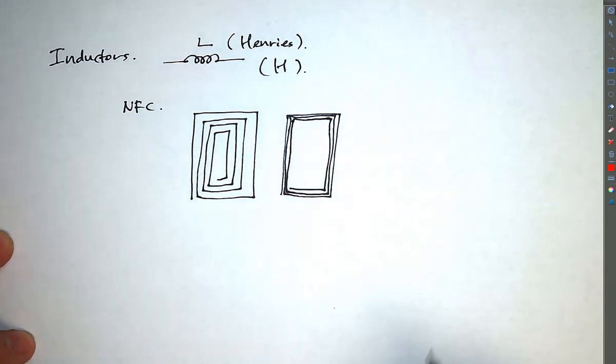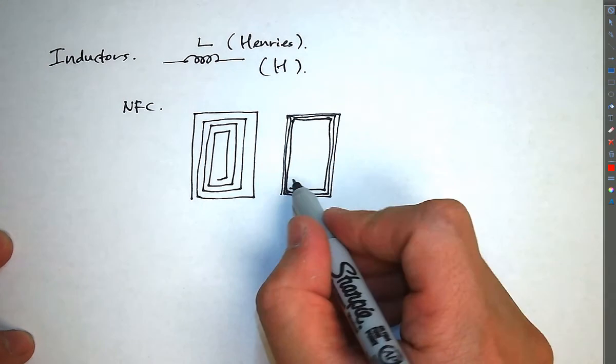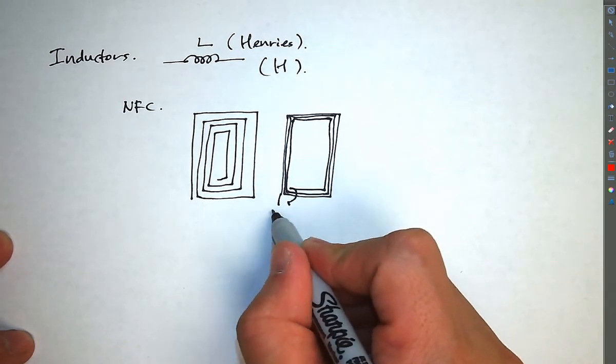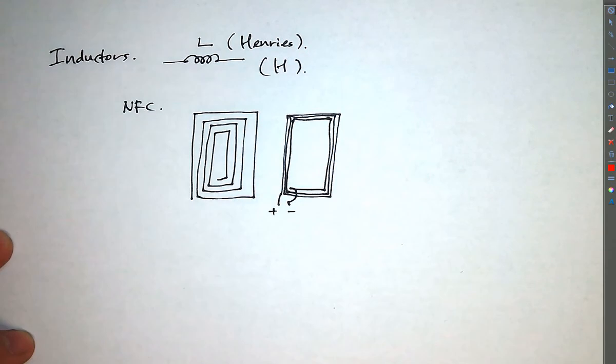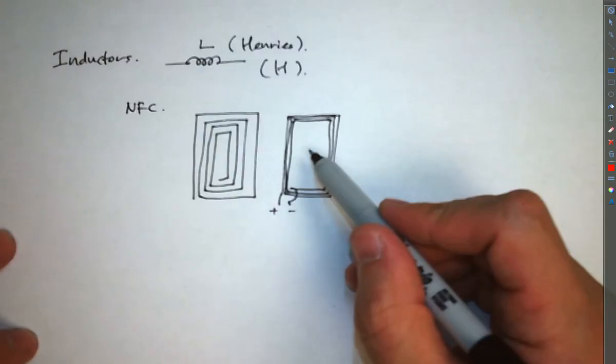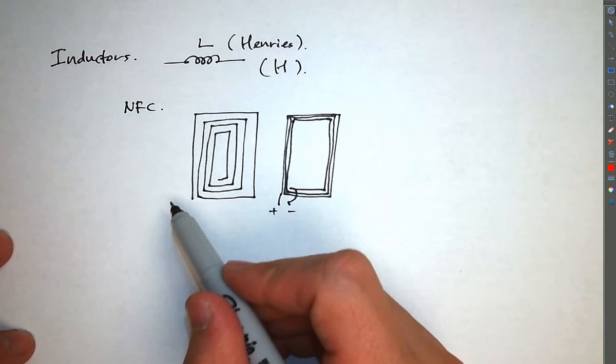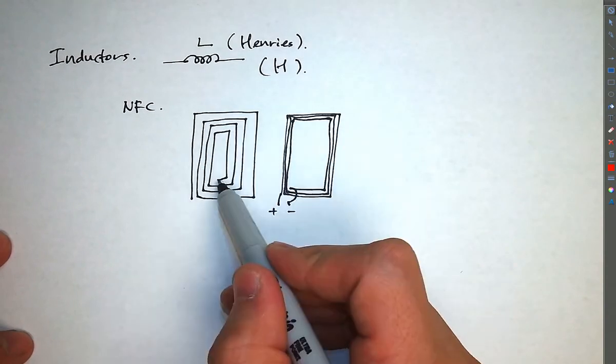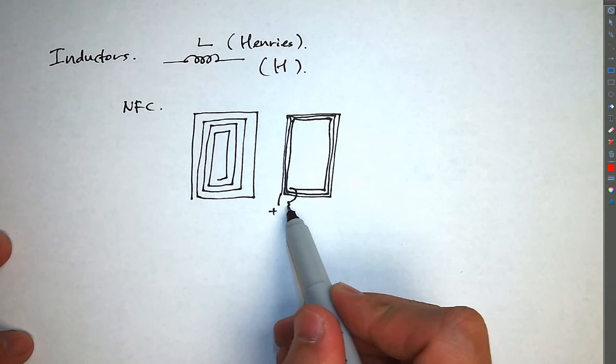So this is an inductor, and this actually crosses over, and you have a positive and a negative connector here. And so current will flow through here and go around this inductor and go across here. So you'll have to have some connection to this inductor.